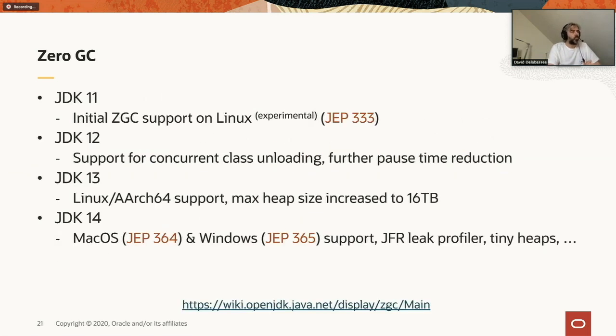So what is the history behind ZGC? ZGC was initially introduced in 11 as an experimental feature on Linux. We added additional capabilities in 12. In 13, ZGC support was added for ARM64. And finally, 14, the release that we did two months ago, added support for macOS and Windows for ZGC. And the plan is to make ZGC a production feature, removing that experimental flag in JDK 15, so this year.